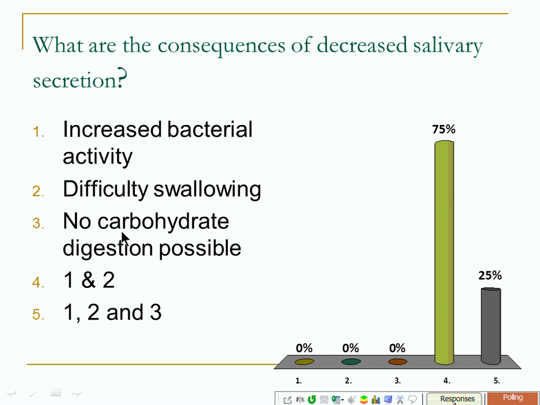Now it says no carbohydrate digestion possible. Remember, I said carbohydrate digestion begins in the mouth, which means that there is carbohydrate digestion occurring somewhere else too. And if you remember, I mentioned that in the small intestine, all food groups are digested. So carbohydrate digestion continues in the small intestine. So it will still occur. It will just be delayed. It will occur in the small intestine. So these are the two things that are the consequences of decreased salivary secretion.